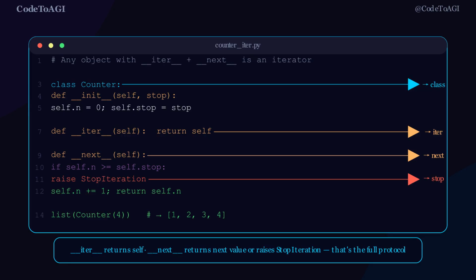If n has reached stop, it raises StopIteration. That is the signal to any for loop or next call that there are no more values. Otherwise, it increments n and returns it. Calling list on Counter of 4 gives us 1, 2, 3, 4. Any object that defines these two methods works everywhere an iterable is expected: for loops, list, zip, map, and every itertools function. Generator functions implement this protocol automatically. Python builds dunder iter and dunder next for you.